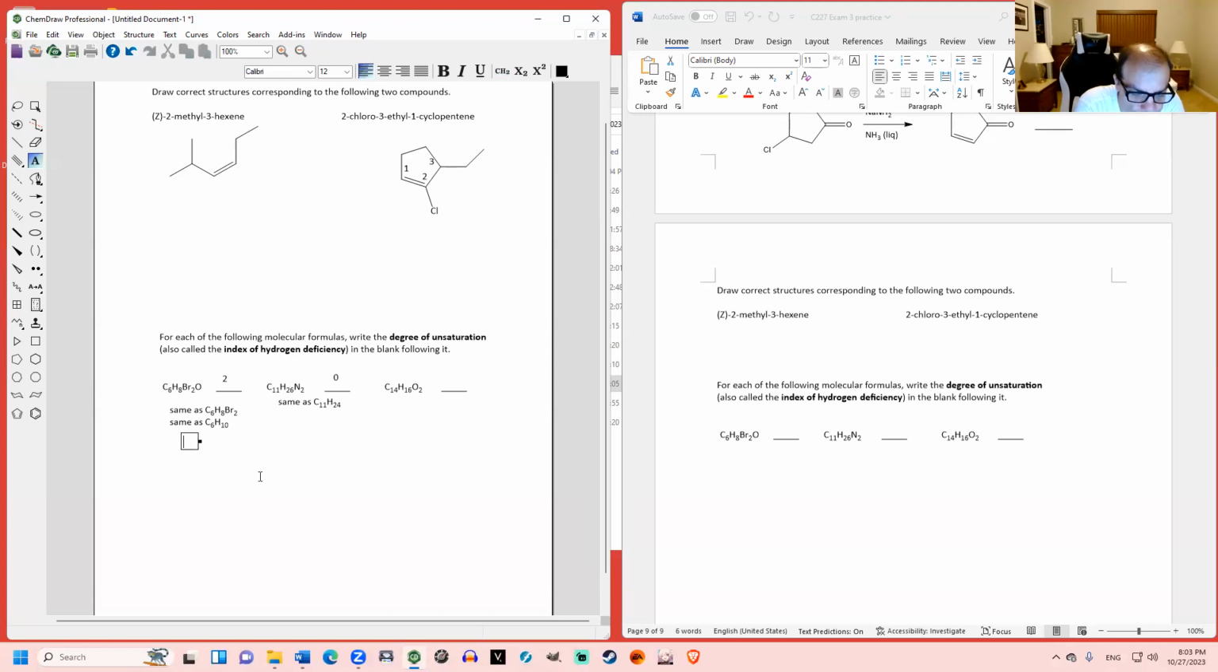Let me actually write that over here also. 10 minus 6 divided by 2 equals 2. 24 minus 24 divided by 2 equals 0. And this formula over here, C14H16O2, has the same degree of unsaturation as C14H16.